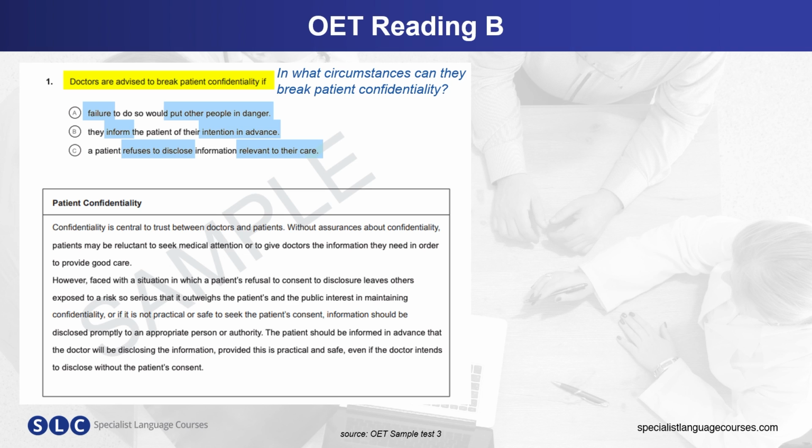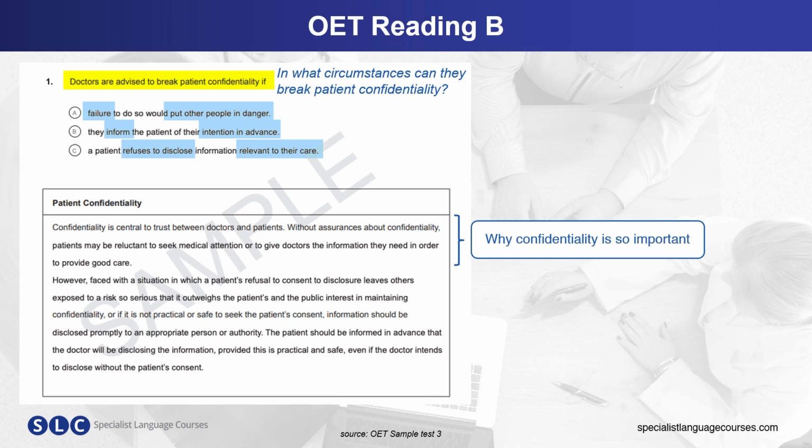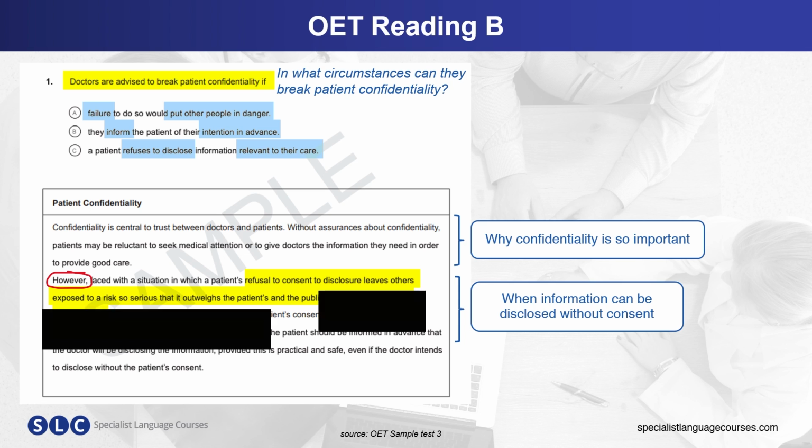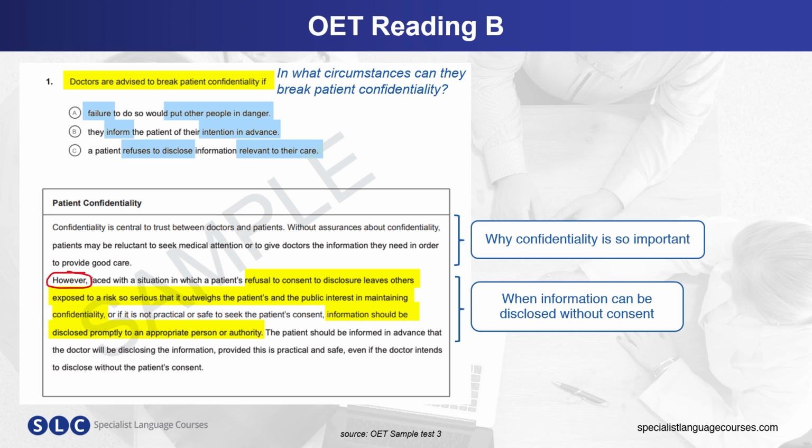So we can see the first part of the text introduces the topic of patient confidentiality and describes why it's so important. Then the beginning of the second paragraph starts with however, indicating that there is a contrast in ideas. It then states when information can be given without consent, so breaking patient confidentiality, saying if refusal leaves others at risk so serious that it outweighs the patient's and the public interest in maintaining confidentiality, then information should be disclosed promptly and to an appropriate person or authority. So we can see from the answer options that the correct one is A.